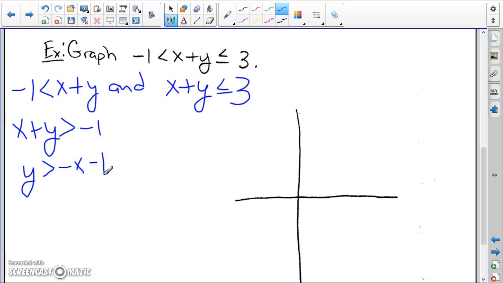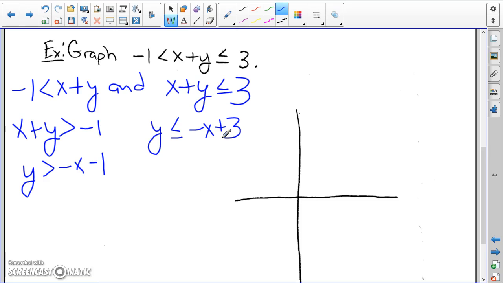We now have an idea of what this line is going to look like. We know it's dotted because the inequality is just greater than. We know we're going to shade above. Using my rule, y is greater than means we're going to shade above. We could also plug in the origin and see how that works out. Okay, isolating y in the second one. So y is less than or equal to -x plus 3.